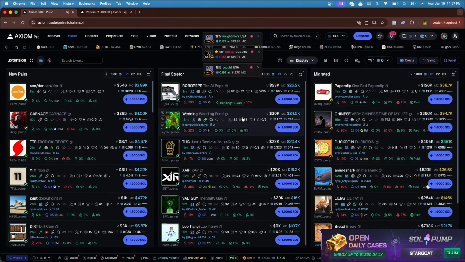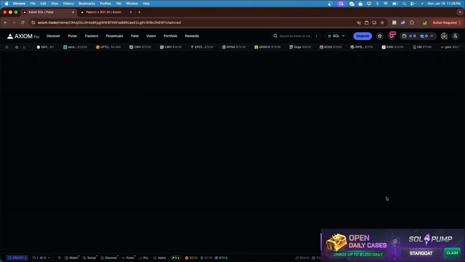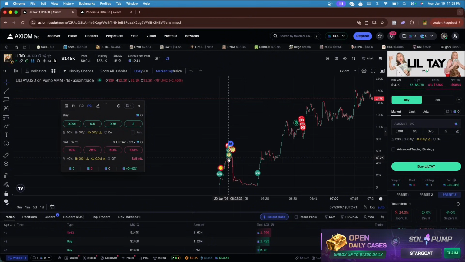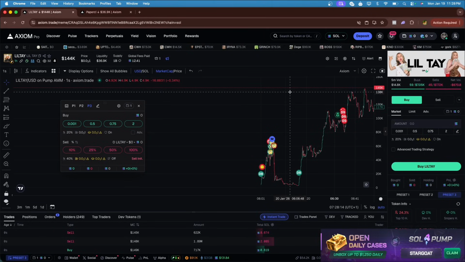Now let's look at another coin. I already have filters for some of these coins. I'm going to see if I can find an obvious one. This one looks like a scam just by reading it. So yeah, this is another one. Like, bro, if you see Lil Tay coin, come on, you guys got to lock in for it.